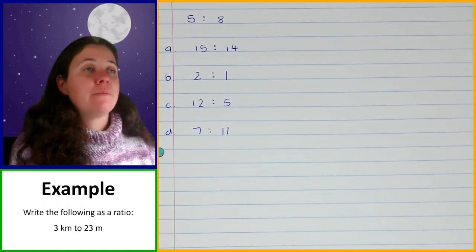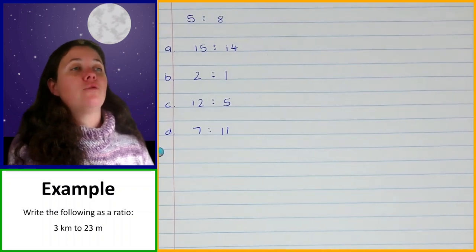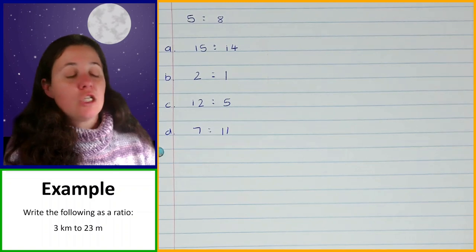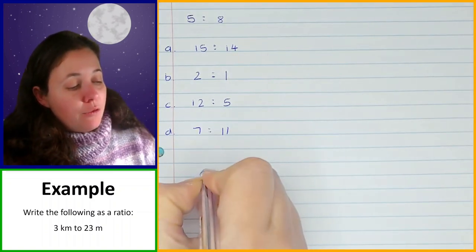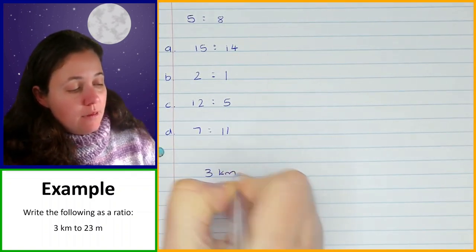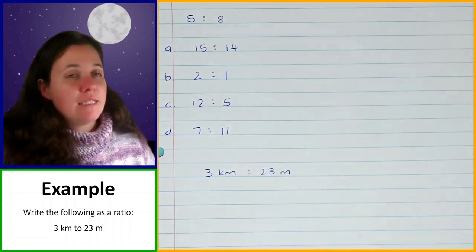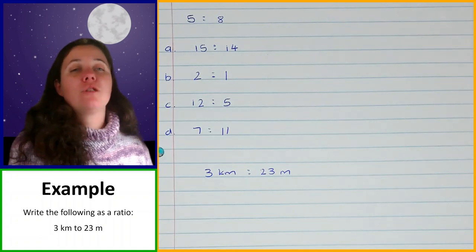We're going to practice. I've got an example here where we need to write as a ratio 3 kilometers to 23 meters. So I'm going to start off by writing 3 kilometers to 23 meters. And now we have to make those measurements the same.